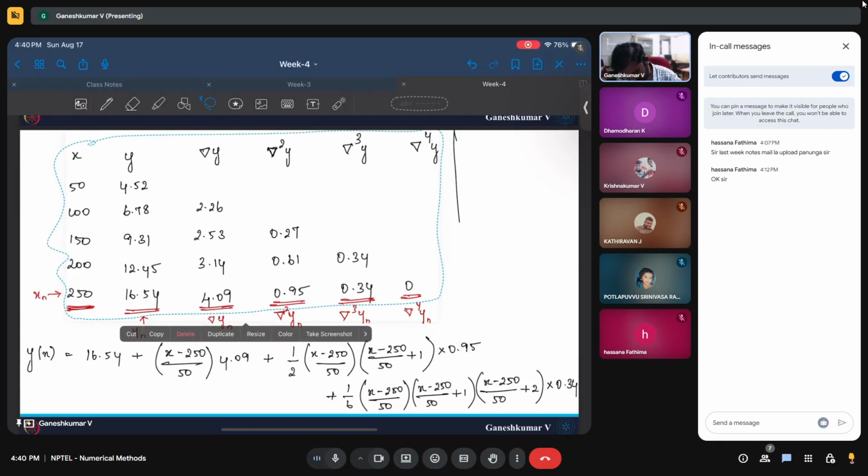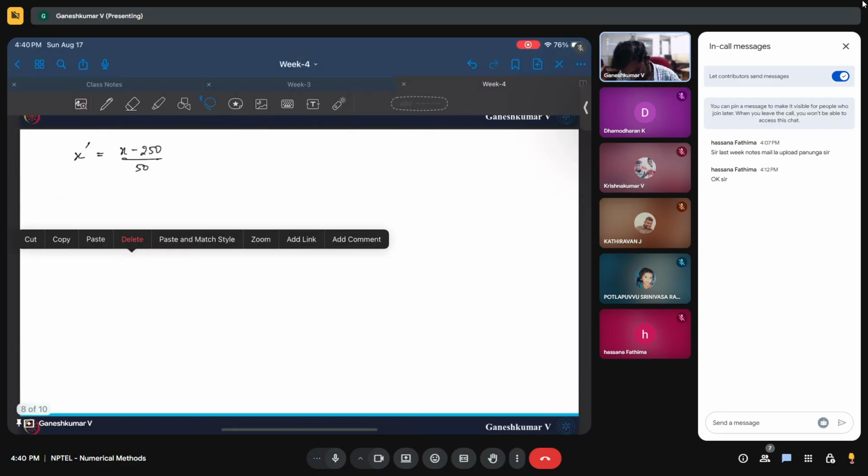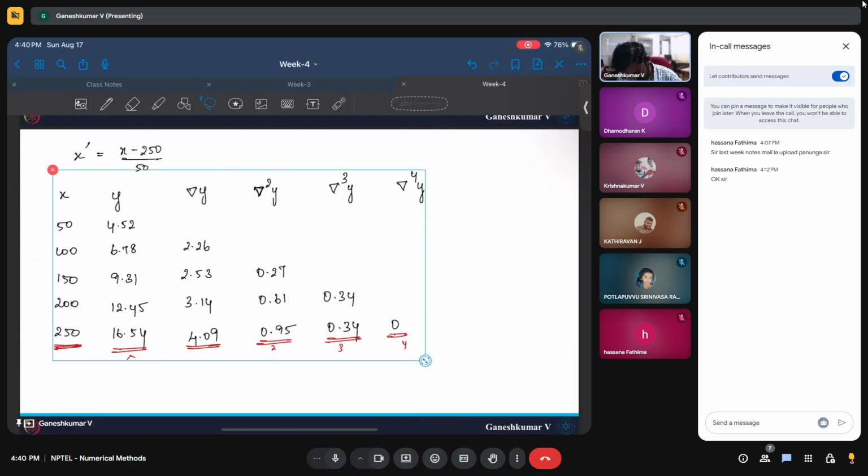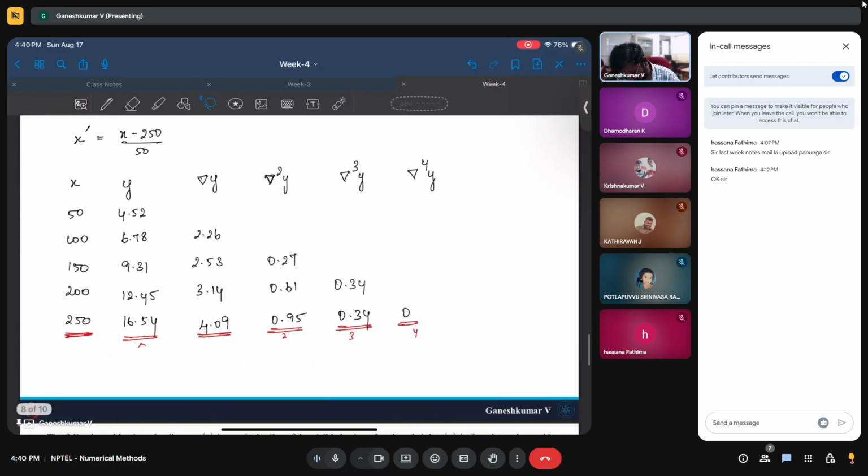I mean, it's just setup. It's just for convenience. So if you write it like this, then x bar becomes 0, because 250 minus 250 is 0. This becomes minus 50, so this becomes minus 1.